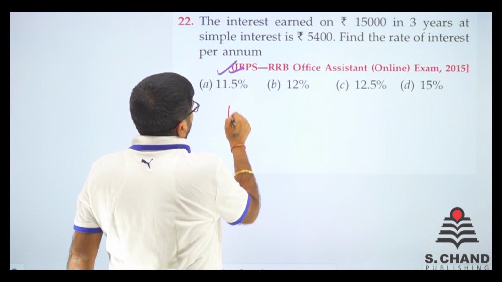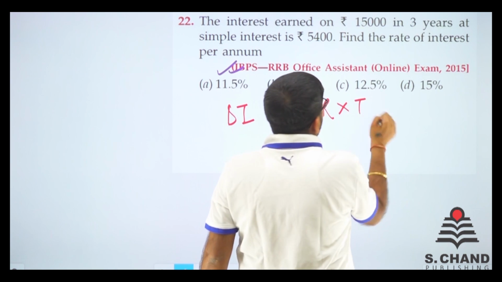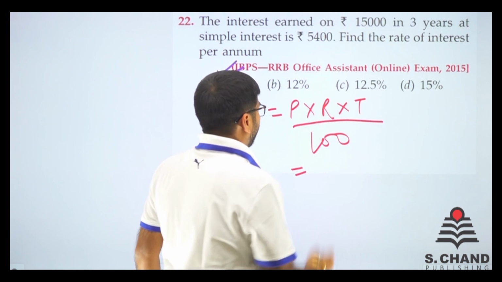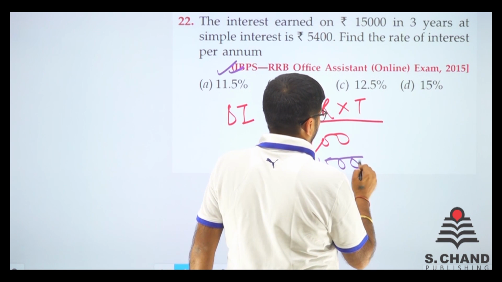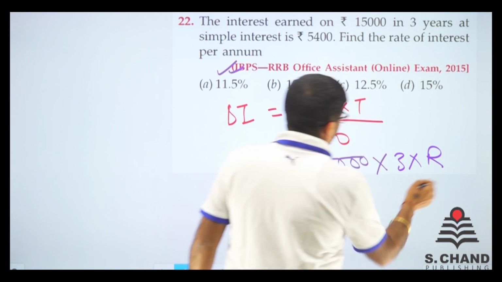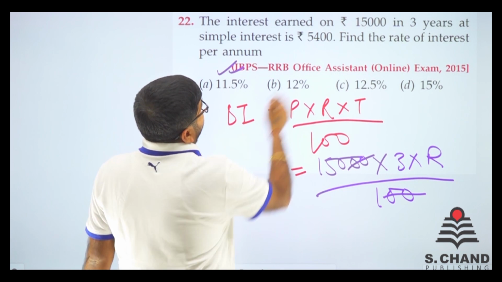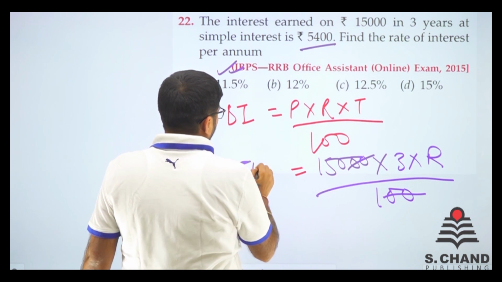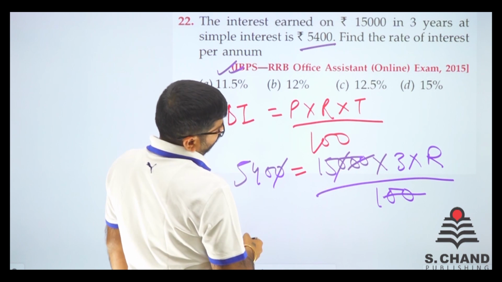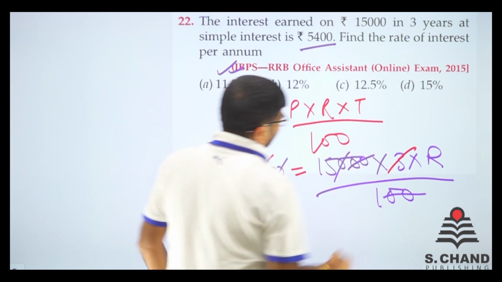So what we'll do is SI is equal to P into R into T divided by 100. So what is PRT? P is given 15,000. Time is given 3 years and rate of interest we need to find. We have to write 100 so that it gets cancelled out. SI, simple interest, is given 5400. So 1 0 cancels here. Now do one thing. 540 and 3, just cancel it out.